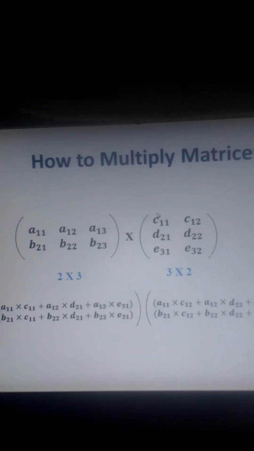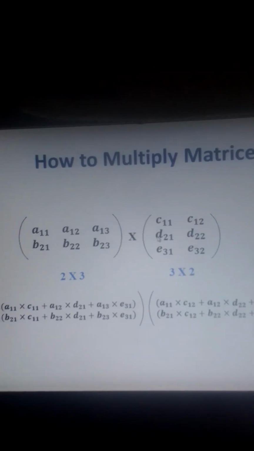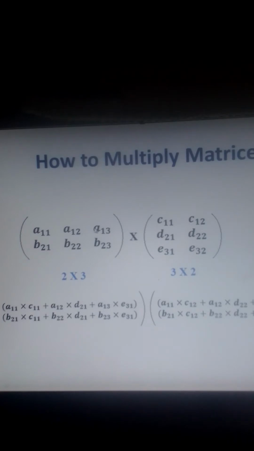So the first row times the first column, we have A11 times C11, plus A12 times D21, plus A13 times E31. So we have done the first row and the first column. Next we multiply the first row by the second column. So we have A11 times C12, A12 times D22, plus A13 times E32. So we have done the first row multiplied by the second column.